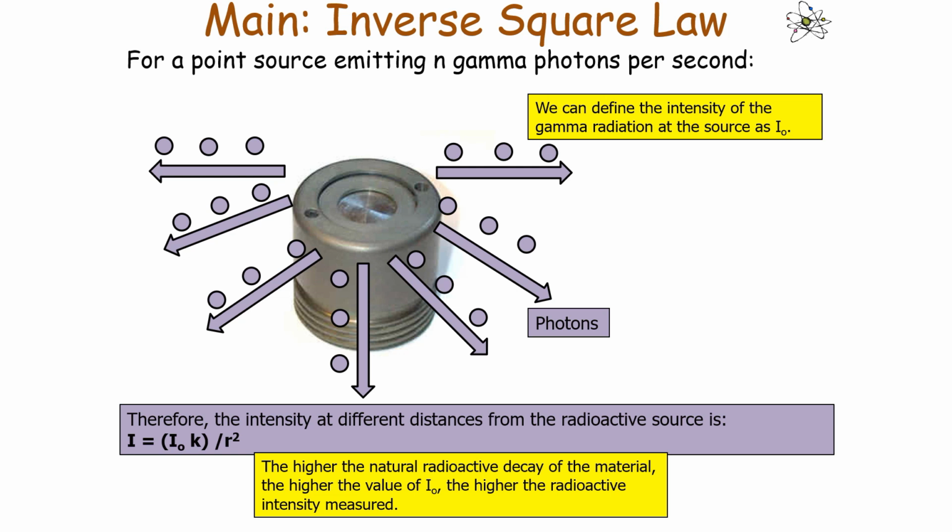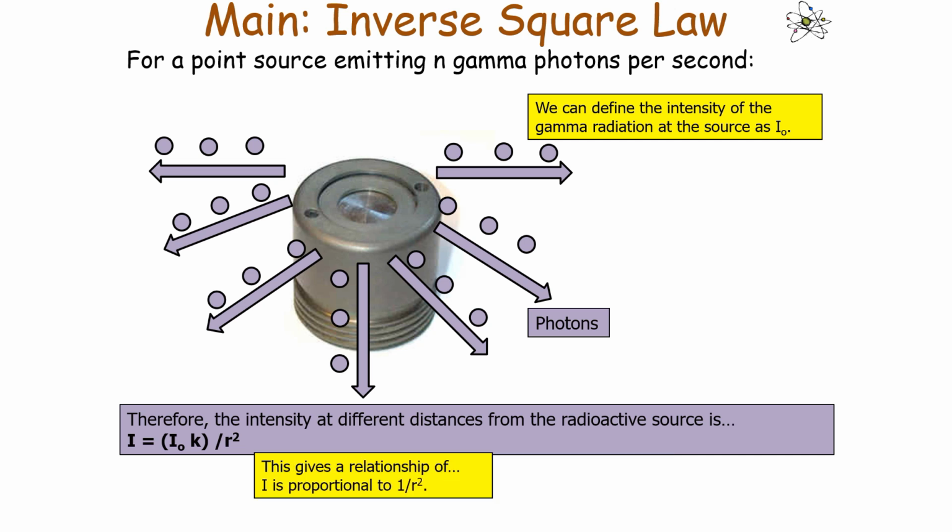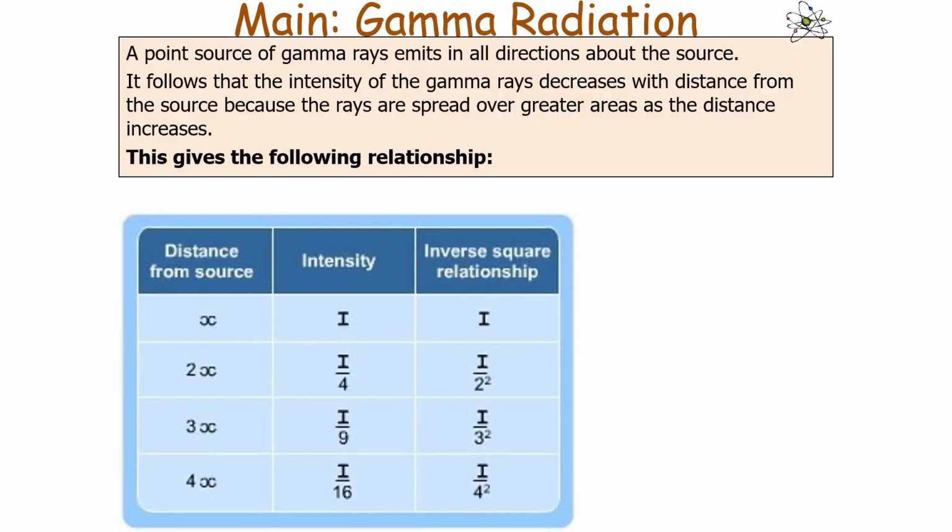So the higher the natural radioactive decay of the material, the higher the value of I0, the higher the radioactive intensity measured. But remember, we can say that because I0 is a constant, k is a constant, that therefore intensity I is proportional to 1 over r squared. So this gives us our inverse square relationship. So what we can say is a point source of gamma rays emitted in all directions about the same source will follow the inverse square law, because the intensity of gamma rays decreases with distance from the source because the rays are spread out over a greater area as the distance increases.